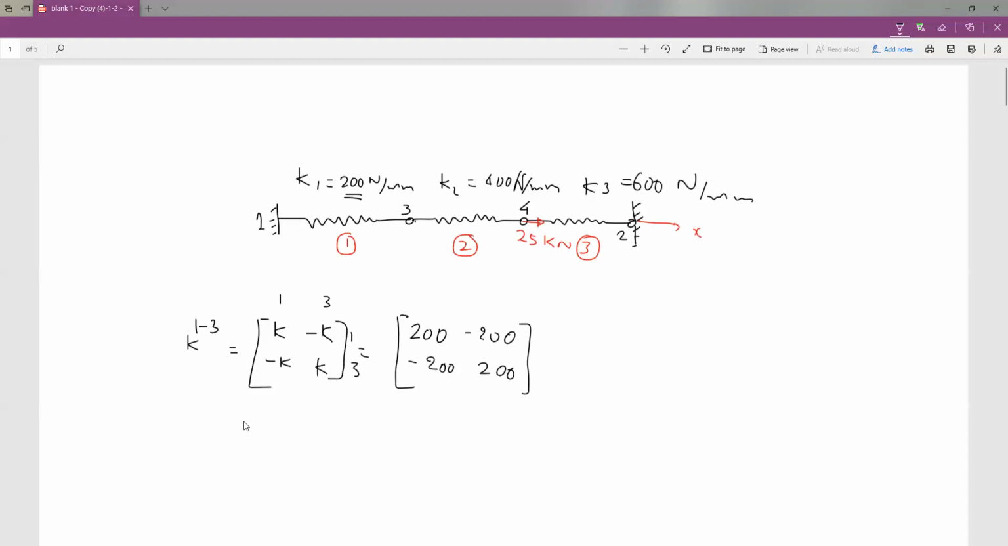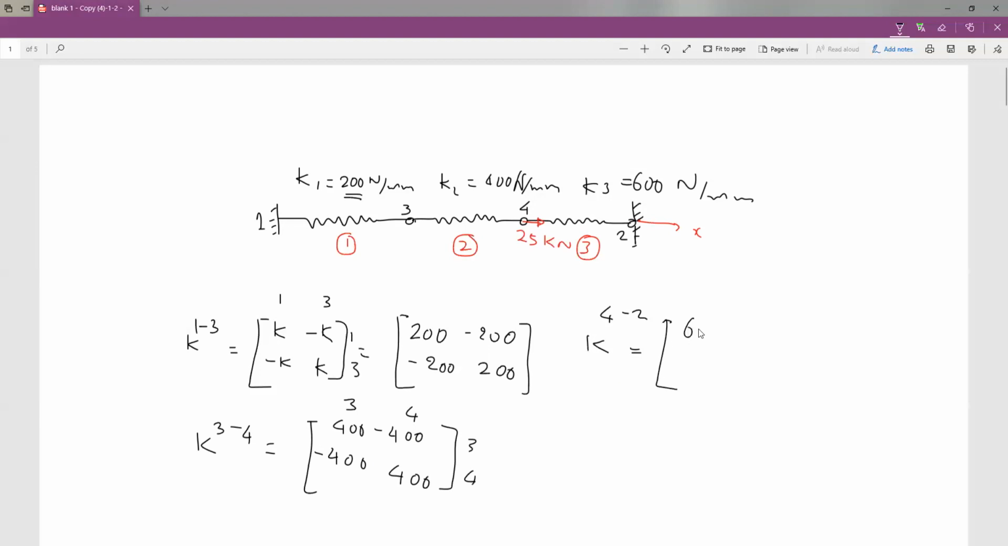Then K34 will be written in a similar way. It is 400, minus 400, minus 400, 400. And then the last one, K42. Of course, don't forget to add here 3 and 4. The last one, K42, is 600, minus 600, minus 600, 600. This node numbering has to be followed properly, 1, 3, 4, 2, because we have to be careful while we do the assembly process.